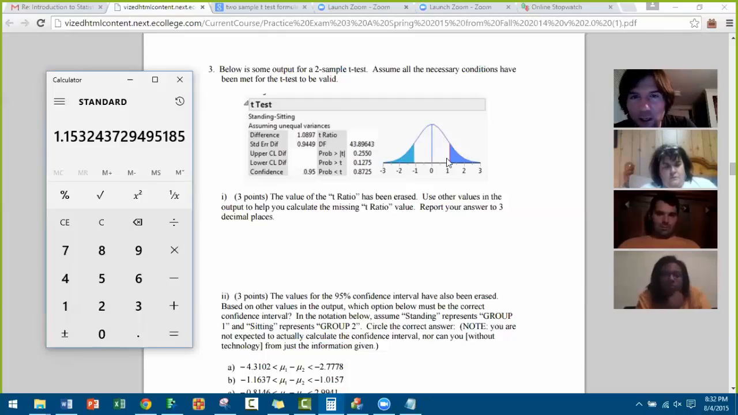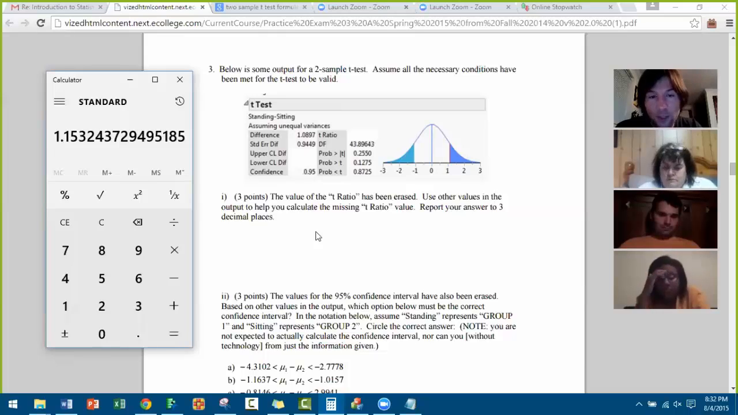So it almost looks like a normal curve. I mean, it looks very similar to that. So, you know, good stuff. We can just divide the difference by the standard error of the differences to get the test statistic. Excellent stuff. That is the answer to this question right here.